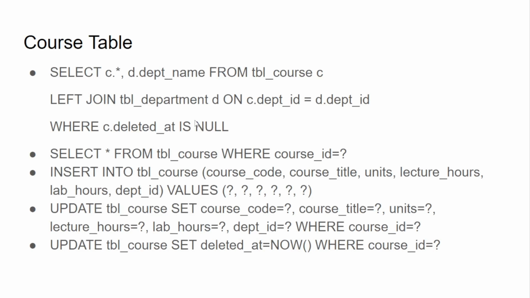And next is the course table. So we get all the values from the course table. We get the department name. We get it by left joining the table department to the course table by using their dep ID, and then we filtered it, and from that we can select the values, get the values. We can insert some values to the course. We can update those values, and then we can delete it.